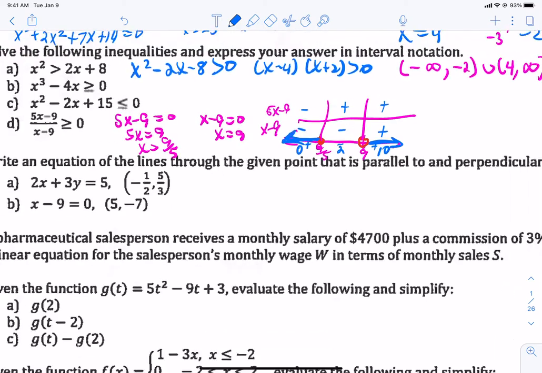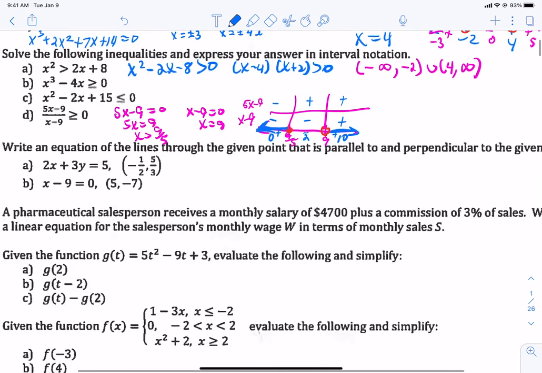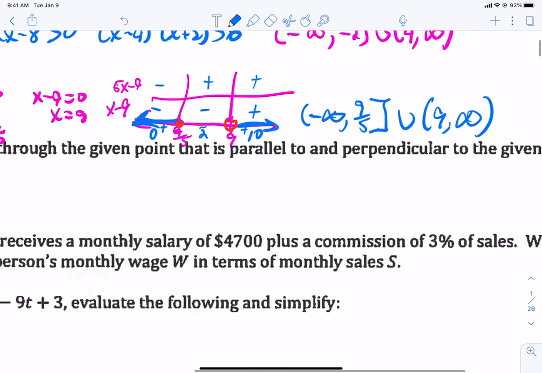Write your answer as interval notation. So our final answer is -infinity to 9/5. Oh, that one gets a bracket. And then 9 gets a parenthesis and keeps going. Okay, so that is your final answer. Any questions about the inequalities?